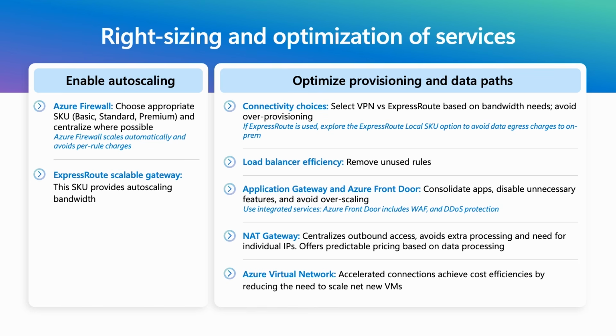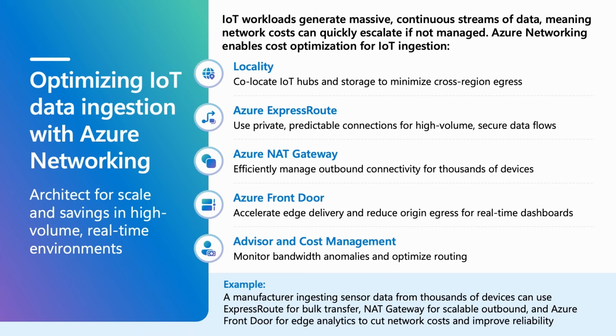As an example, let's look at how Azure Networking can help you optimize IoT data ingestion, especially when you're dealing with thousands of devices and massive continuous data streams. Co-locate your IoT hubs and storage resources in the same region to minimize cross-region egress charges. This keeps your data close to where it's generated and processed, reducing both costs and latency.